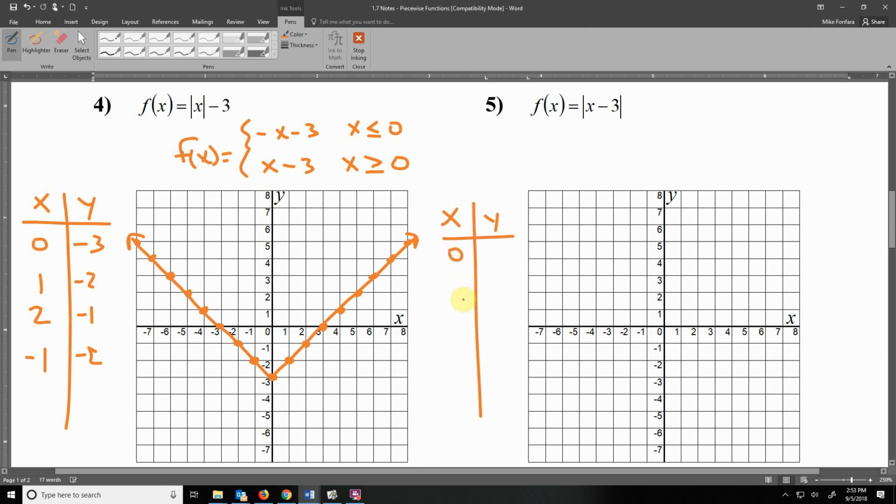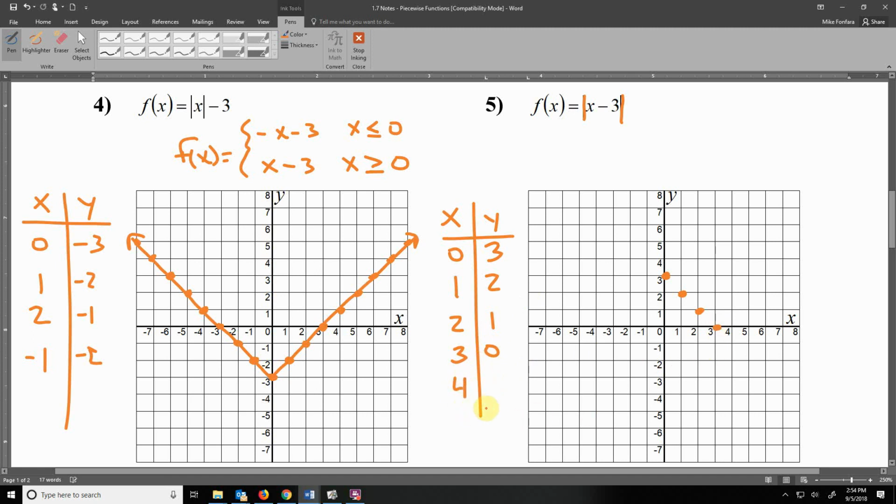So if we put in a 0 here, 0 minus 3 is negative 3, and the absolute value of that, this time the absolute value is on the outside, the absolute value is 3. If I put in a 1, 1 minus 3 is negative 2, the absolute value is 2. If I put in a 2, minus 3 is negative 1, absolute value is 1. If I put in a 3, I get absolute value of 0, which is 0.